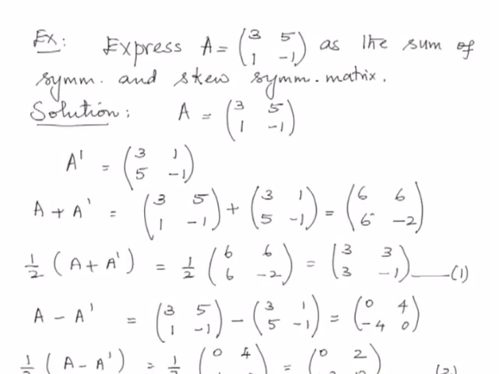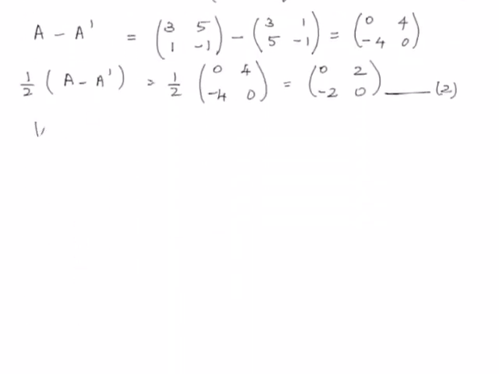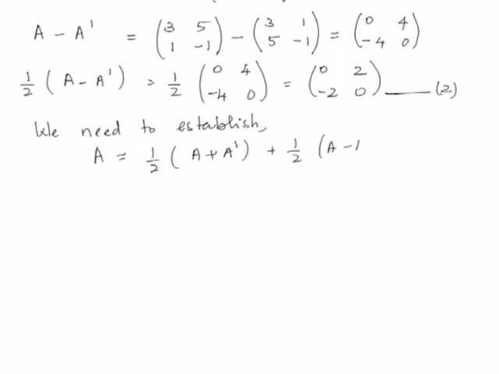Now, what is the condition? We need to express this as a sum of symmetric and skew-symmetric matrices. So, what is the expression? We know the expression there. We need to establish A to be equal to half of A plus A dash plus half of A minus A dash. We know what is A, so that is our left hand side. Let's compute the right hand side and compare it with A.